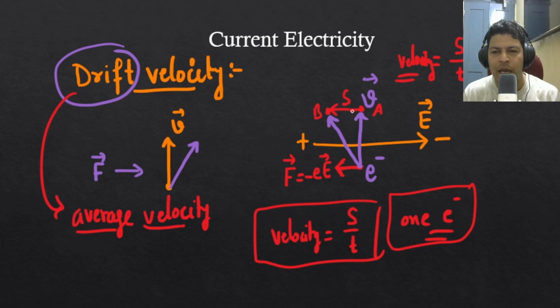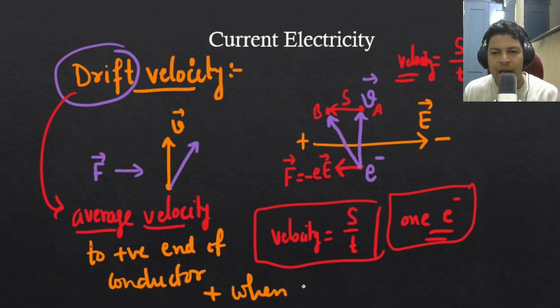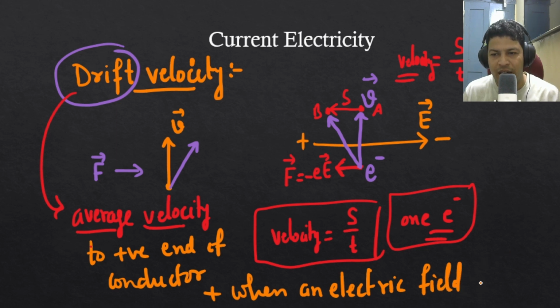So which direction will it be? Can I say the electrons are moving towards the positive end of the conductor? Yes. So this is the velocity with which electrons are drifting towards the positive end of the conductor. And the third thing is, when an electric field is applied across the conductor. So this is a very important thing.